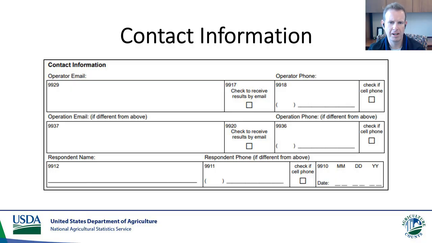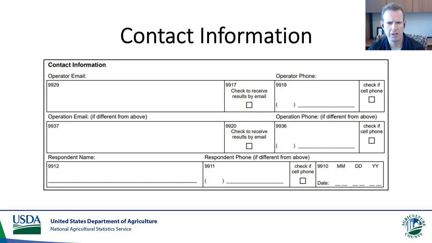Now, let's talk about the contact information part of the conclusion. If possible, we'd like you to get the operation's email. Also, please check the box next to the email if they would like to receive the results of the survey by email. When recording the operation phone number, remember you don't need to enter the phone number if it is correct on the label or the front of the questionnaire.